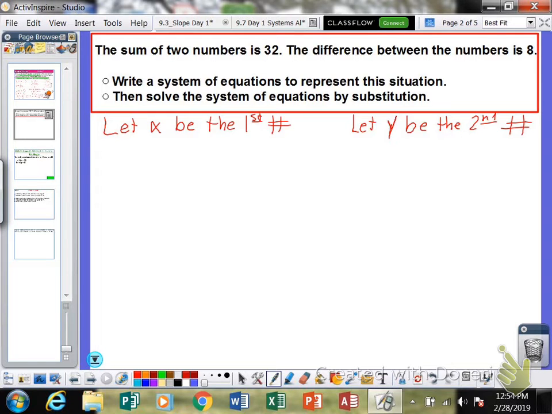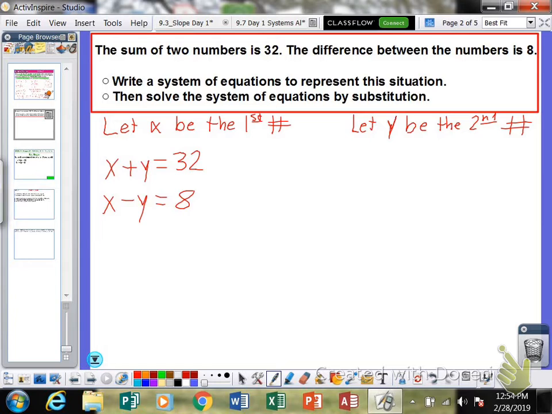Okay, so it tells us the sum of two numbers is 32. So we know x is our first number and y is our second number. We want the sum of those two numbers. So x plus y, and they tell us that sum is 32. So that's our first equation. Then they tell us the difference between the numbers is 8. Again, we know our first number is x, we know our second number is y, and we're finding the difference between them, so it's going to be x minus y equals 8.